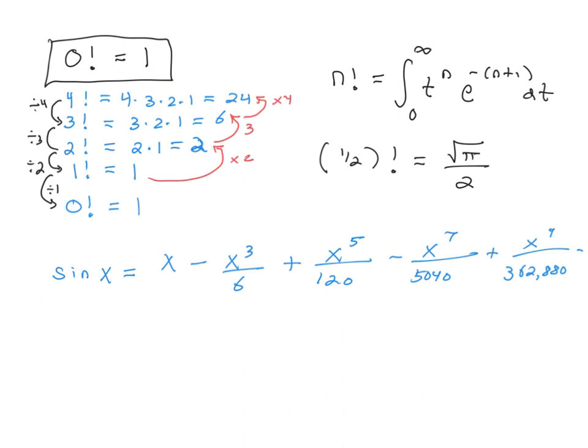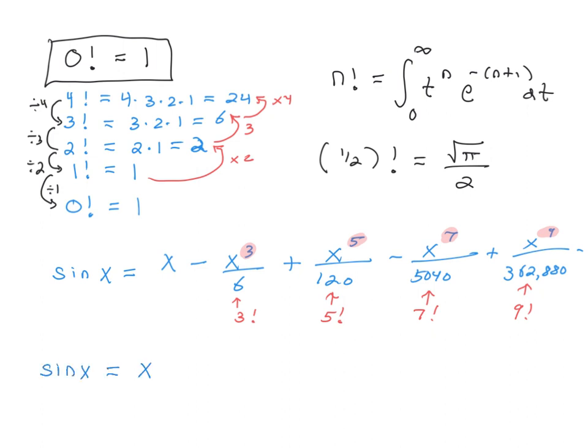These numbers are actually factorials. This 6, that's 3 factorial. This 120, that's 5 factorial. Do you know what 5040 is by any chance? 7 factorial. And this one is 9 factorial. It turns out that the factorial number in the denominator corresponds to the exponent on the powers of x. And it creates this really beautiful pattern for the function of sine of x.